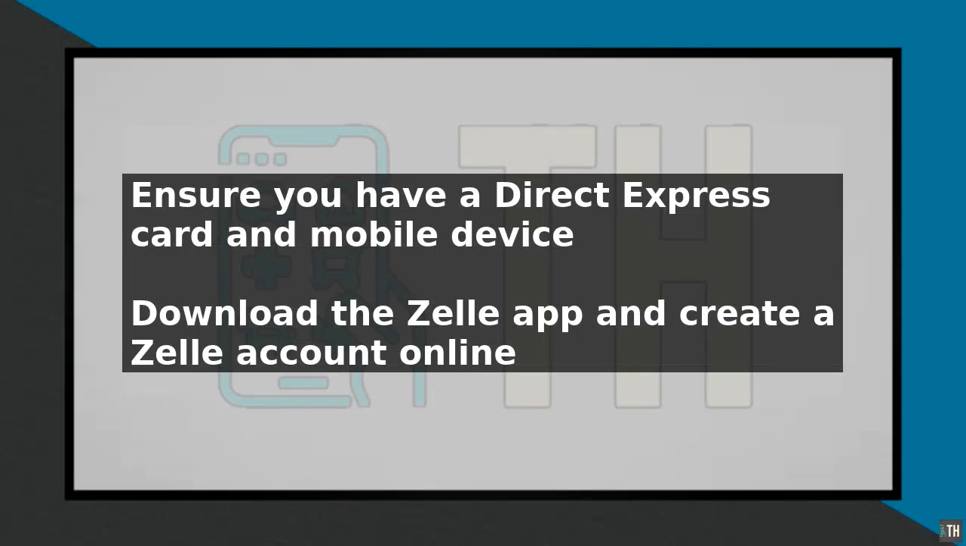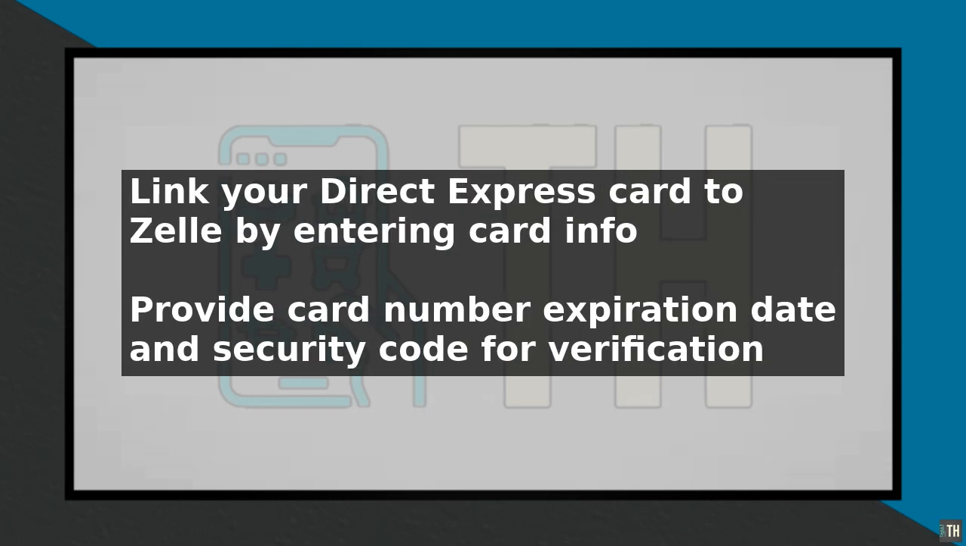To use Zelle with Direct Express, you will need to start by ensuring you have a Direct Express card and a mobile device with internet access. First, download the Zelle app from your device's App Store and create a Zelle account if you do not already have one. Next, link your Direct Express card to Zelle by selecting Add Account and following the prompts to enter your card information. You will need to provide the card number, expiration date, and security code.